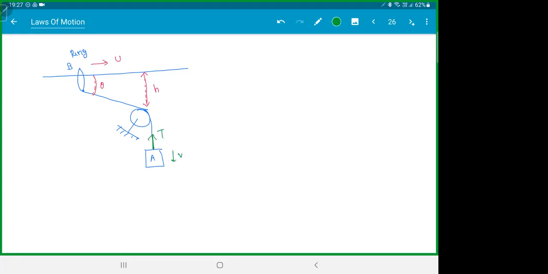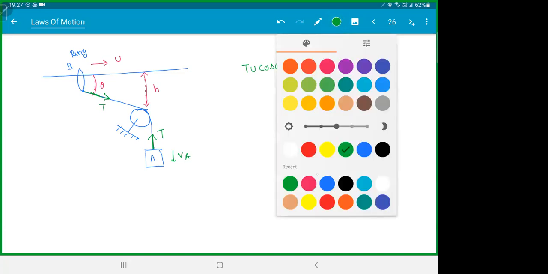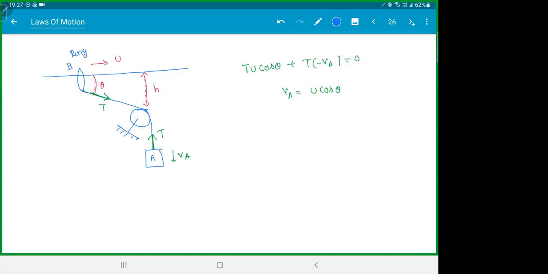Tension. This is VA. This is tension. That would be T u cos theta plus T into minus VA is 0. We get VA is equal to u cos theta. That was easy. Get the acceleration of block A.